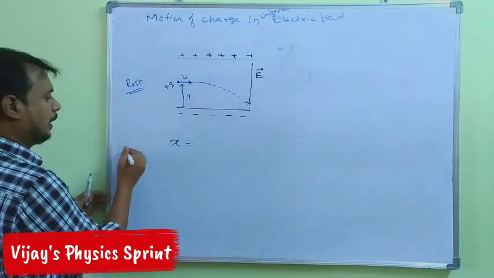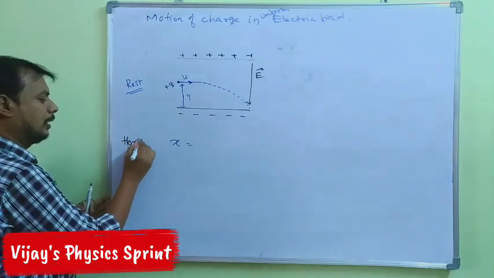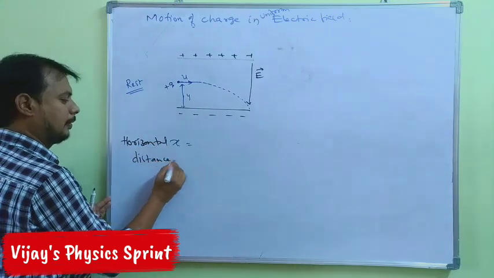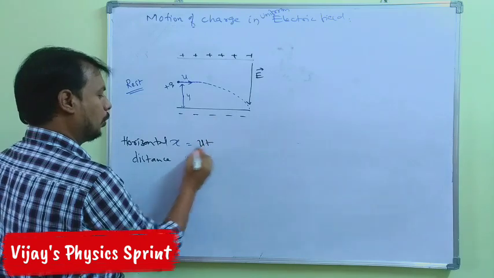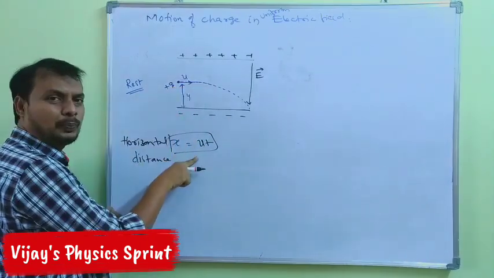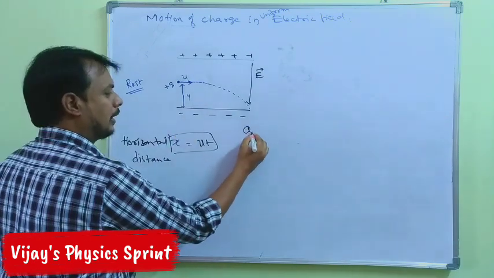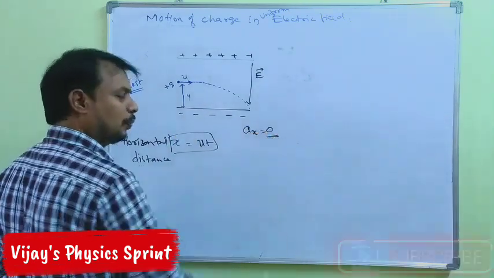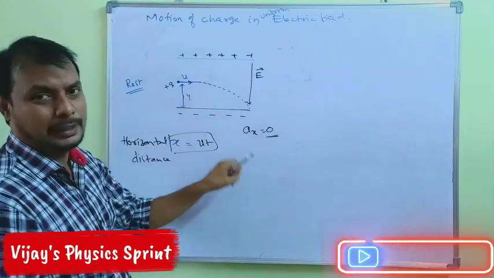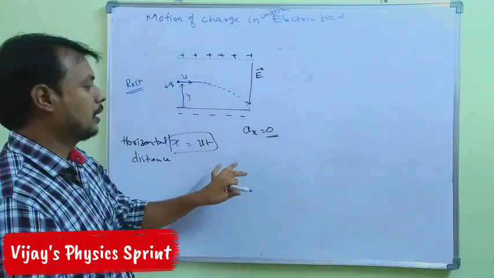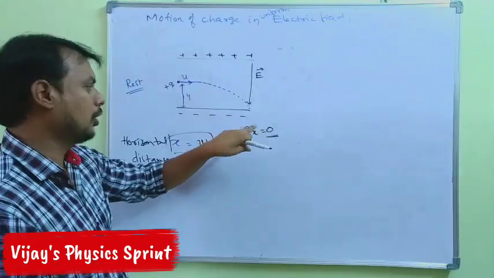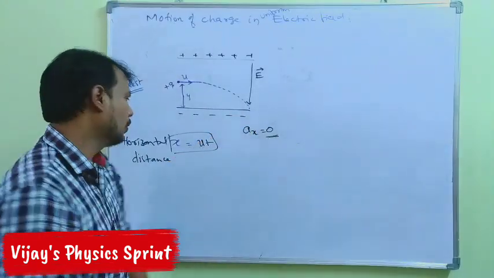So what is the horizontal distance? x is equal to ut, because the horizontal velocity is u and the horizontal acceleration is equal to 0, as it is a uniform electric field. So at any point the force is the same, F is equal to EQ, right? So there is no change in velocity, therefore horizontal velocity has no change, therefore ax is equal to 0.